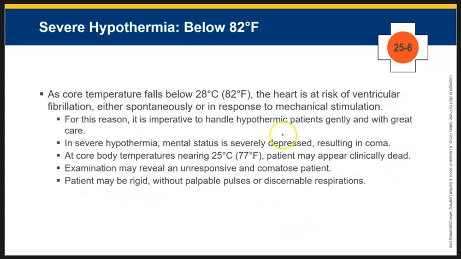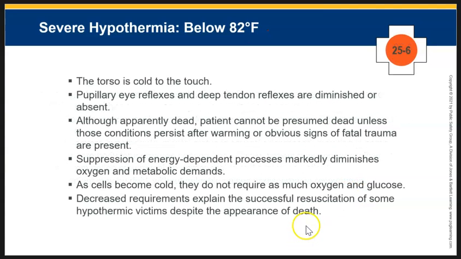When we move to severe hypothermia, below 82 degrees Fahrenheit, the heart can actually end up in VFib, either spontaneously or in response to mechanical stimulation, moving the patient. So consequently, we handle them gently. In severe hypothermia, mental status is severely depressed. They're going to essentially be unresponsive. Now, the patient may appear clinically dead. They may be rigid. They may not have palpable pulses or discernible respirations. The torso is going to be cold to the touch. Their core area is actually going to be cold. Eye reflexes are going to be very, very diminished or absent.